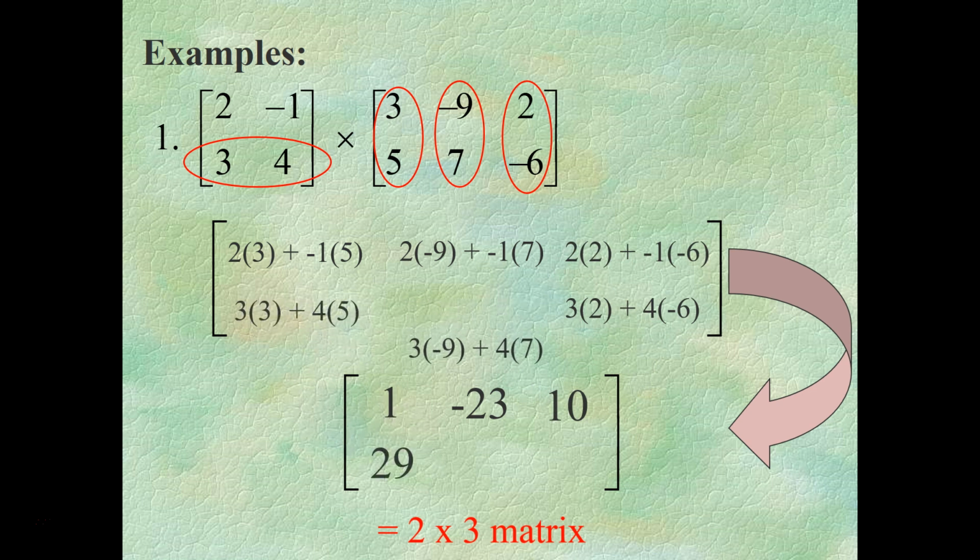And 3 times 3 plus 4 times 5 would be 29. And 3 times negative 9 plus 4 times 7 would be 1. And 3 times 2 plus 4 times negative 6 would be negative 18. If you don't like doing that in your head, you can multiply each of those elements and combine them using a calculator. There's no shame in that, to make sure that you get the correct answer. But if you notice, our answer, sure enough, is a 2 by 3 matrix.